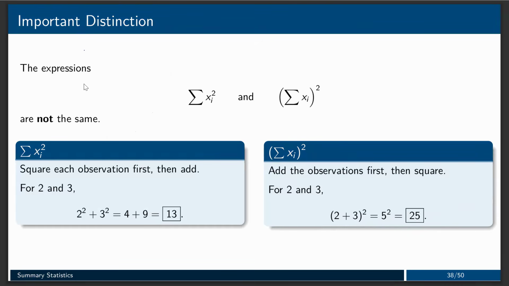So take note, the expressions summation of xi squared and summation of x all squared are not the same. For the summation of xi squared, you first of all square each observation, then you add. But for this, you first of all add the observations, then you square. So that's the difference.